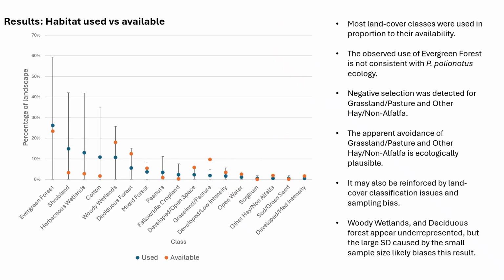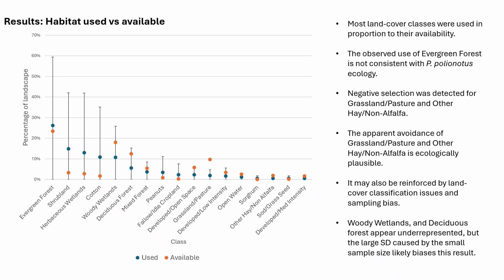Using the percentage of landscape in the 5 buffer and in the broader 5-state focal area, I built a habitat use versus availability plot that compares the proportion of each land cover class in the buffer with its proportion across the larger region. For habitat use, I also calculated standard deviation, shown as error bars.